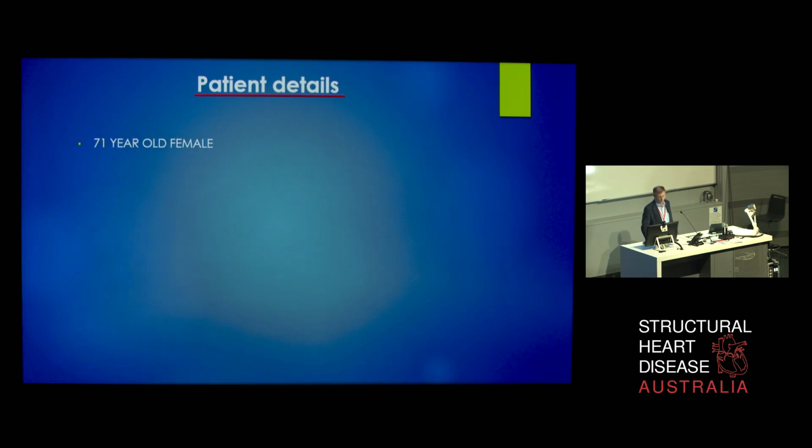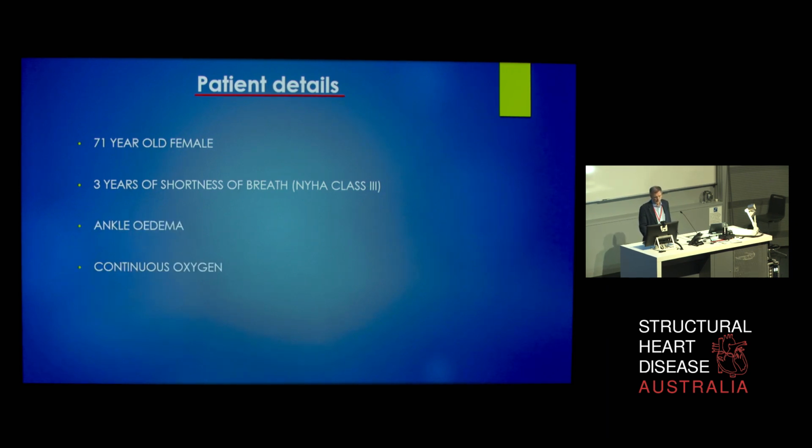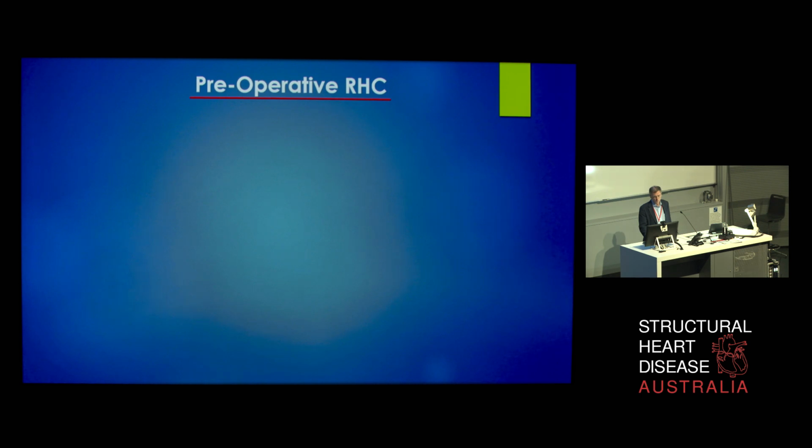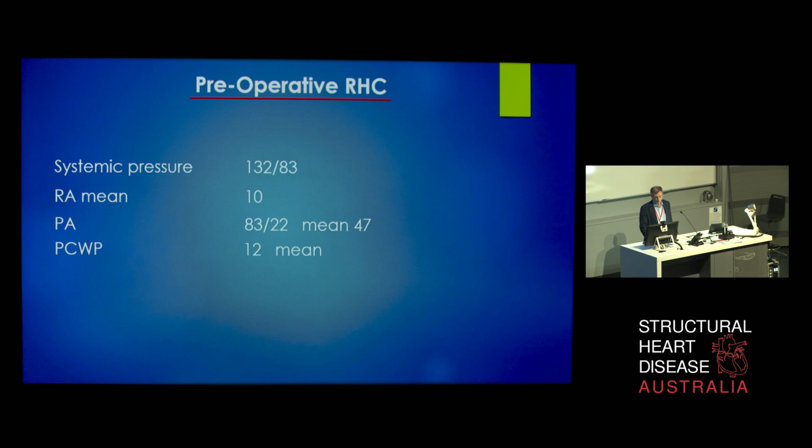This is a 71-year-old female who had 3 years of shortness of breath, as so frequently happens, multiple investigations, but no cause was found, but eventually it was discovered she had thromboembolic disease. Ankle edema, continuous oxygen, a preoperative right heart catheterization. There's the systemic pressure, an RA mean of 10, PA pressure 83/22 with a mean of 47, wedge pressure was 12, PVR of 11.3, CI of 1.6, transpulmonary gradient of 35.